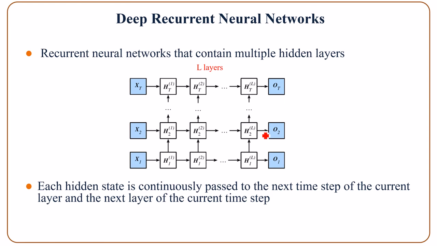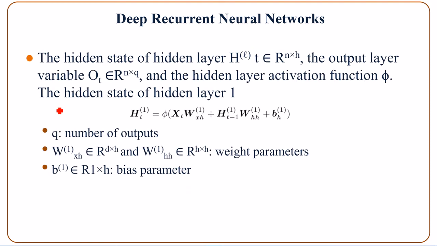Usually in the architecture of a deep recurrent neural network, we can stack multiple layers on top of each other. For example, L layers in this visualization, this architecture. We can see that each hidden state is continuously passed on to the next time step of the current layer, right? And also the next layer of the current time step. The hidden state of layer L, H with superscript L. In the case L is equal to 1, which is hidden layer 1.